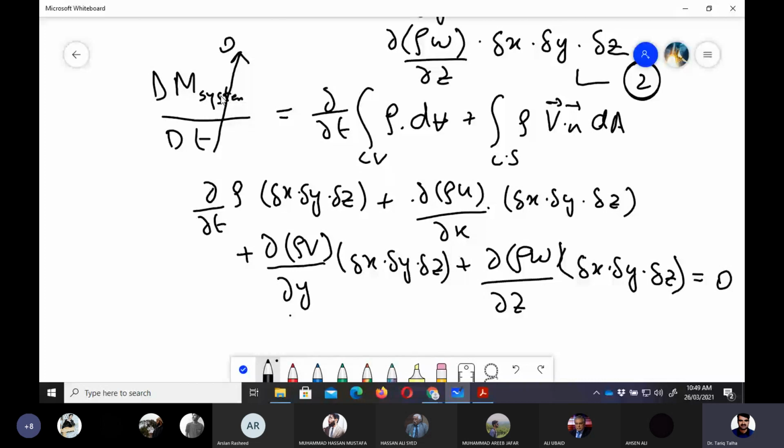Now if you see the equation carefully, we can see that this del x del y del z, the differential volume of that control volume, is there in each term. So we can take it common. So we can write it like this.